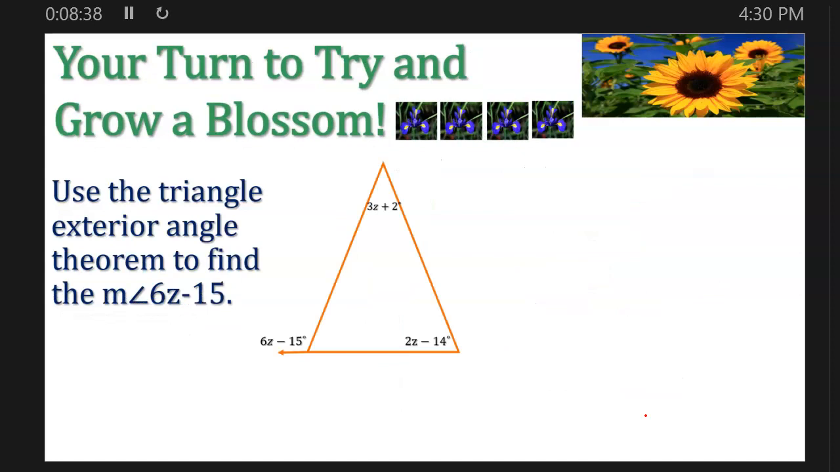Okay, here's the last blossom. Use the Triangle Exterior Angle Theorem to find the measure of angle 6z minus 15. Pause.